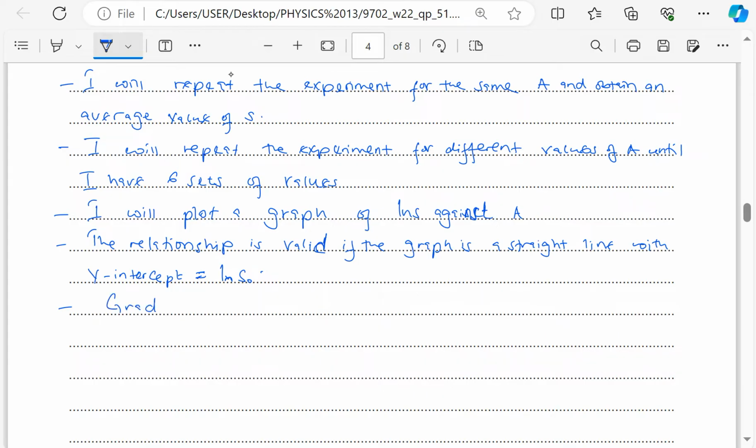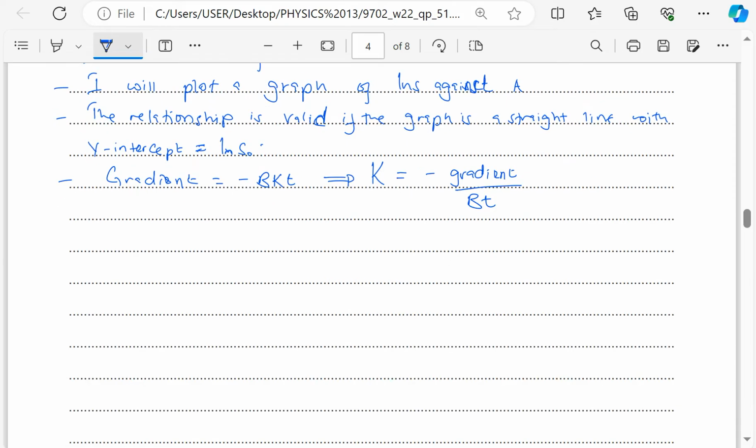Then we know that the gradient was equal to negative b k t, which implies that k, which they want us to find, is going to be the negative of the gradient divided by b times t. Then now I think that is the end of the experiment apart from safety precautions.